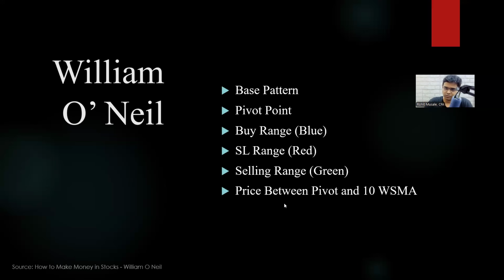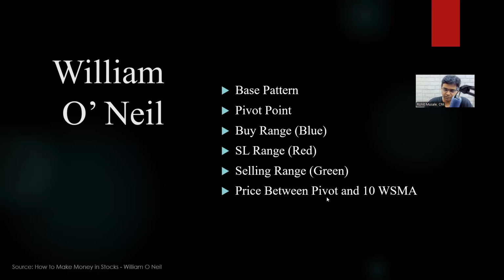Most of those stocks would have already crossed the pivot point, so this criteria would not get satisfied. Price should be between the pivot and the 10-week SMA. I will not show you the chart because in the previous two videos we already discussed what this point is, or what I mean by this. Most of those 100 stocks would have probably either broken the pivot on the upside or maybe on the downside, right?